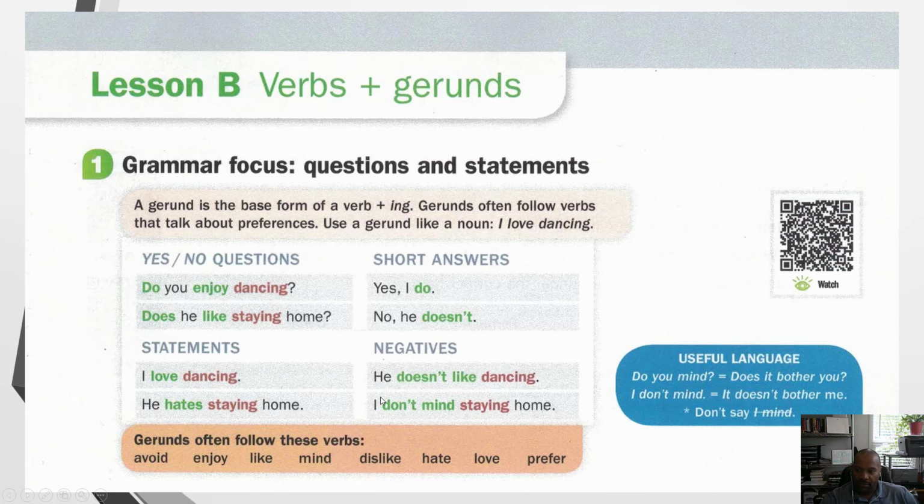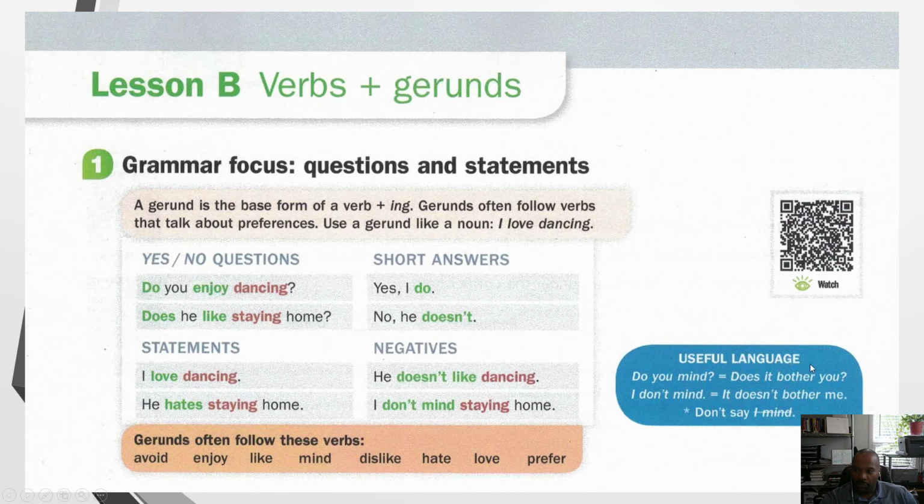Negative statements. He doesn't like dancing. He doesn't, negative, does not like, our negative preference, and then dancing, which is our gerund. I don't mind staying home. I don't mind, negative preference, and then staying is our gerund, home.